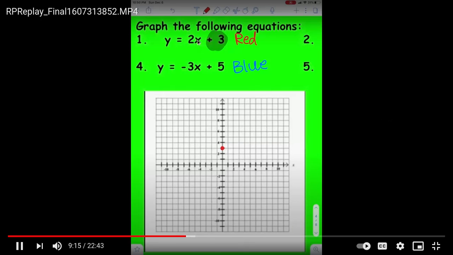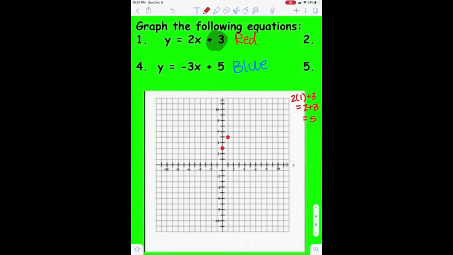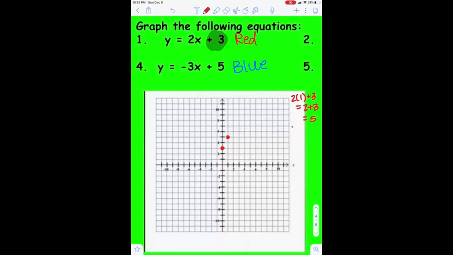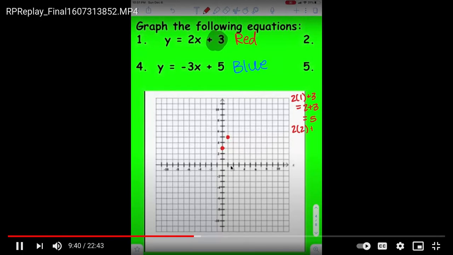Now I'm just going to start finding different points. So I'm going to start with 1 because the 1 is always easy. So 2 times 1 plus 3 is equal to 2 plus 3. So we have the point (1, 5) right here. Now I'm going to do the point for 2. So 2 times 2 is 4. 4 plus 3 is 7. So we have the point (2, 7) right here.